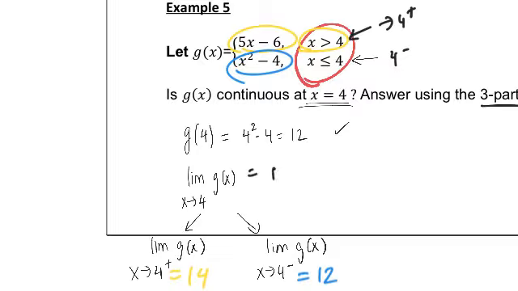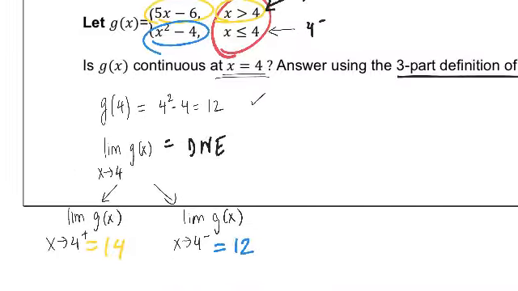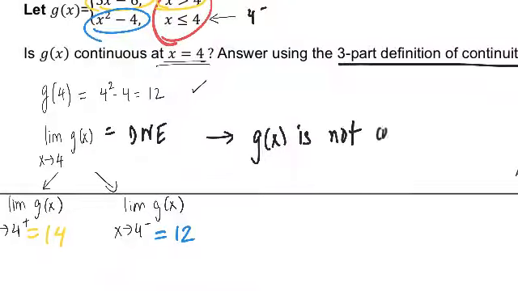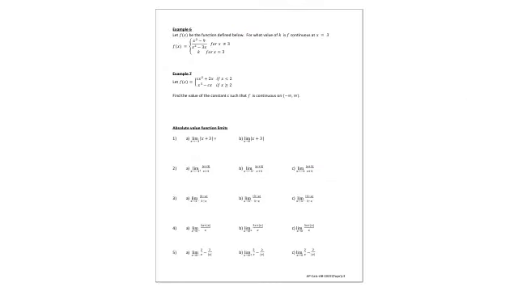The overall limit does not exist, right? And that's what you need to show. Once you show that, you can say, so g of x is not continuous at x equal to 4. That's an answer based on the three-part definition of continuity.